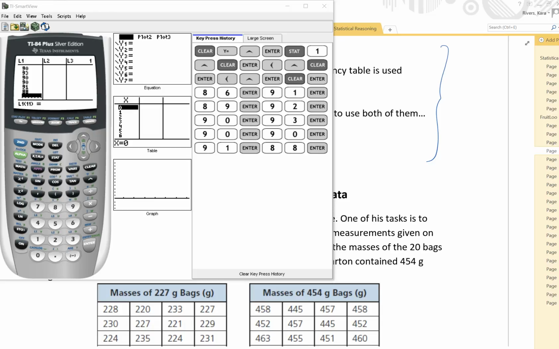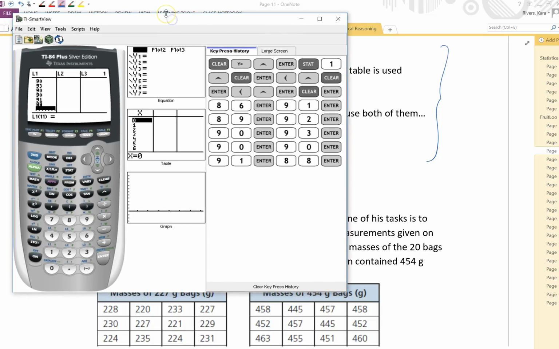It says enter data into stat in list 1, and possibly list 2 if a frequency table is used, but this isn't the case. Then it says press stat and arrow over to calc. This is the same thing we've been doing. And then we're going to be doing single variable statistics once again. So go into there, enter, and here we go. If you arrow down, you can see the value we're looking for is the sigma x right in here.